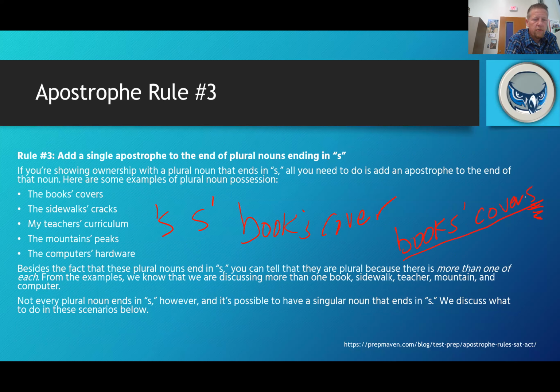All right, same with sidewalks' cracks, my teachers' curriculum. How about this one? My teachers' curriculum means all of your teachers, not just your science, math, English, or PE teacher, right? So there you go.